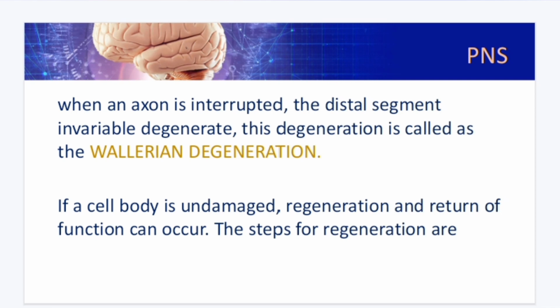So what is basically axon degeneration? We can see that when an axon is interrupted, the distal segment will degenerate, and that degeneration is called Wallerian degeneration. It can be asked for your 1 mark or short essays, etc. And if the cell body is undamaged, regeneration and return of function can occur. We all know that nervous tissue does not regenerate, but under certain circumstances regeneration to some extent is possible. So let's see how the regenerations occur.